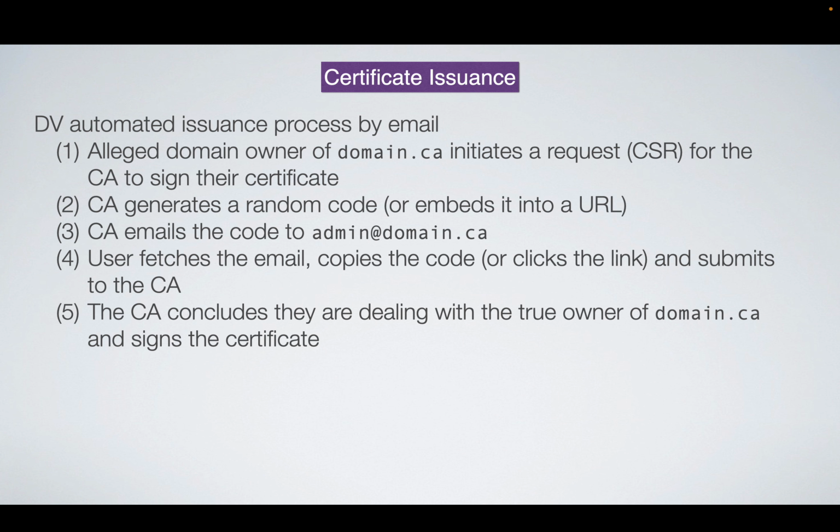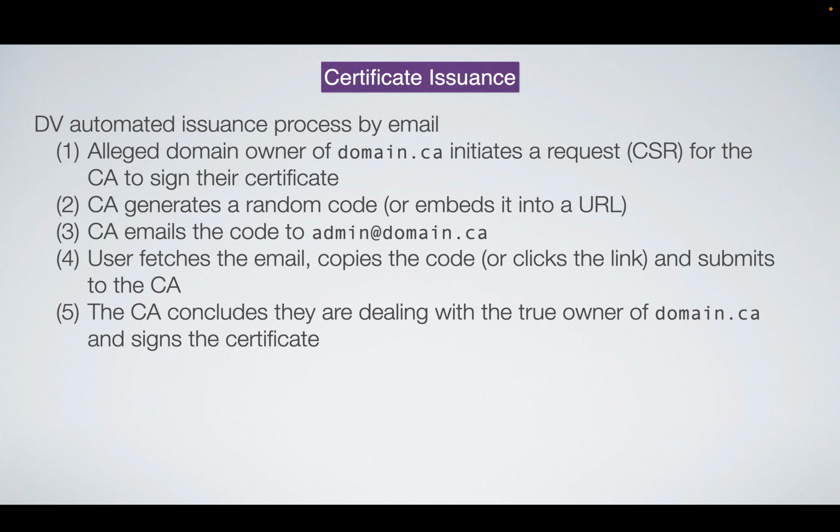Okay, so this is how it works. Let's say I'm pretending to be Concordia.ca. I go to any CA that I want to, and I say, hi, I'm Concordia.ca. I control that domain. Here's my public key. Can you sign it? That's called a certificate request, a status request. So I give that request to it.